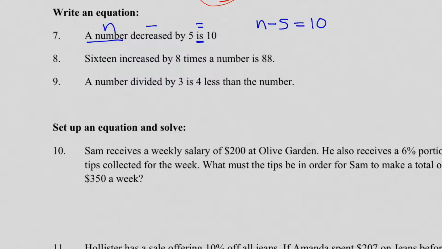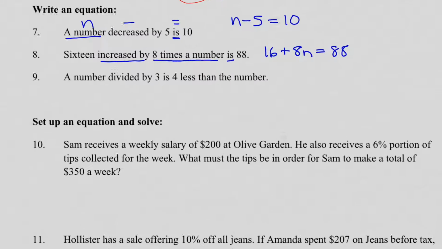Number 8 is 16 increased by, that's plus. So 16 increased by what? Increased by 8 times a number. So that's 8n, 8 times a number. Is, equals 88. Okay, now you guys, we've done plenty of those. What about number 9?